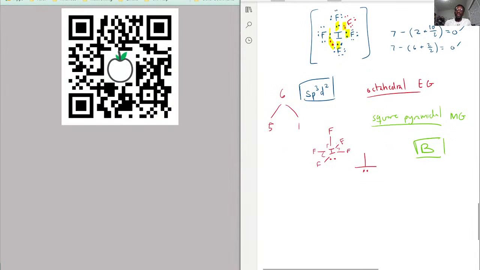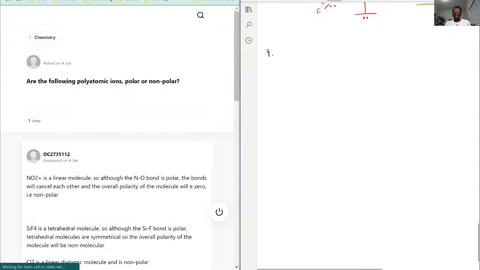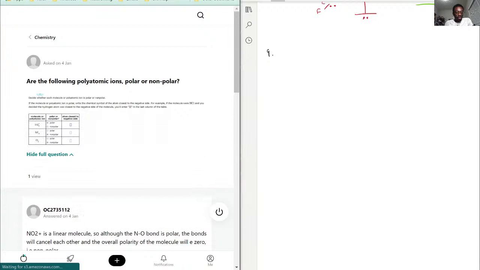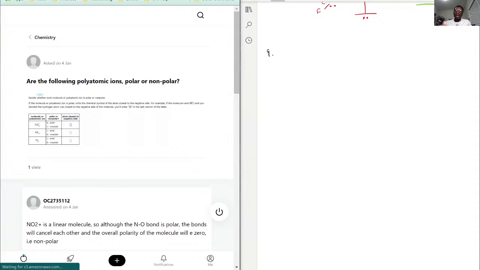So now look at question number 9. Are the following polyatomic ions polar or nonpolar? Are these polar or nonpolar? Okay, so we're going to write this down briefly.